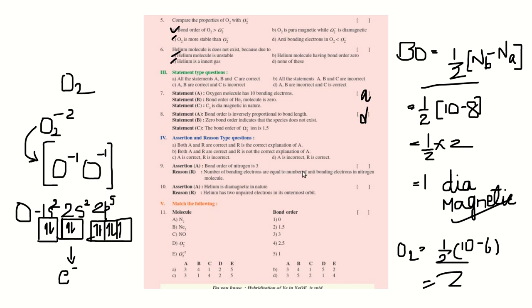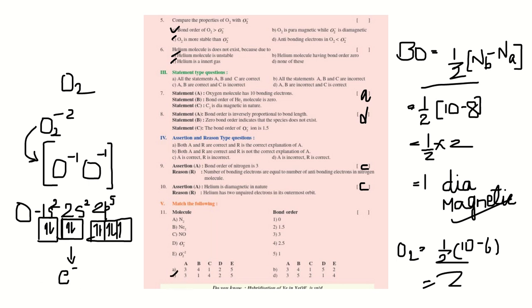D. Then assertion reasons. Bond order of nitrogen is 3. That is correct. Number of bonding electrons are equal to the number of antibonding electrons in the nitrogen molecule. That is incorrect. So the answer is C: A is correct and R is incorrect. Assertion A: helium is diamagnetic in nature. That is true. Reason: helium has 2 unpaired electrons in the outermost orbit. That is false, sorry. So C. Next, matching: a molecule is given and we have to find the bond order for it. Its answer is C.